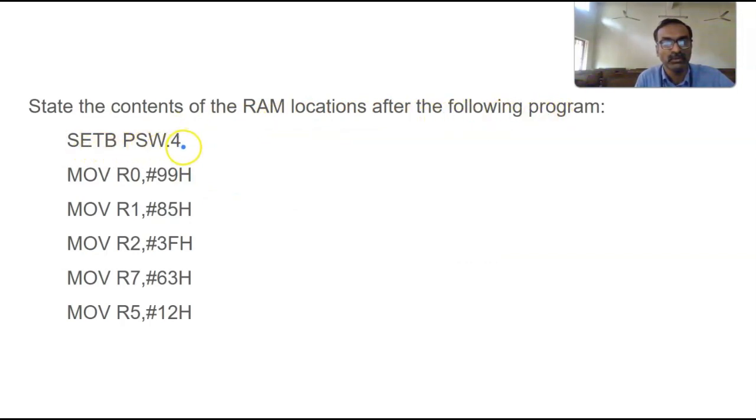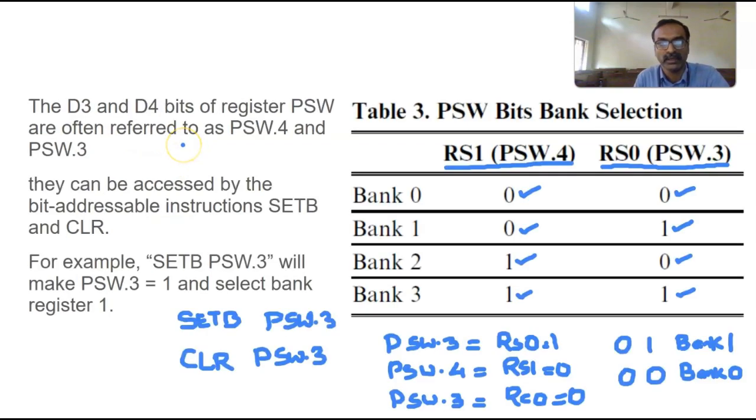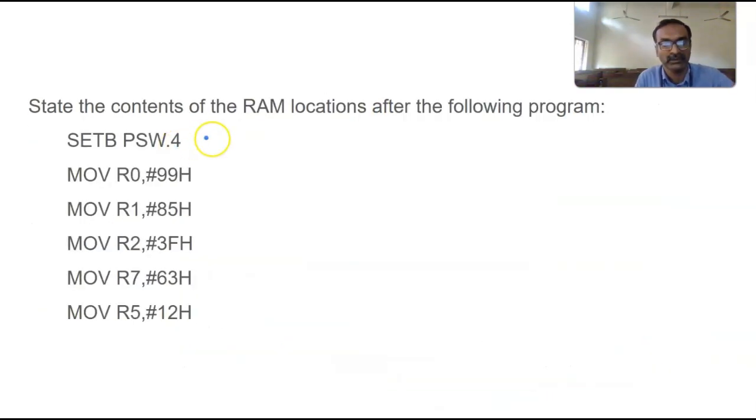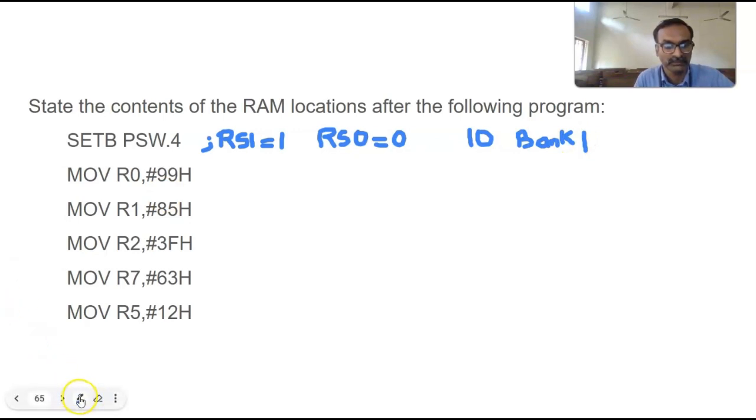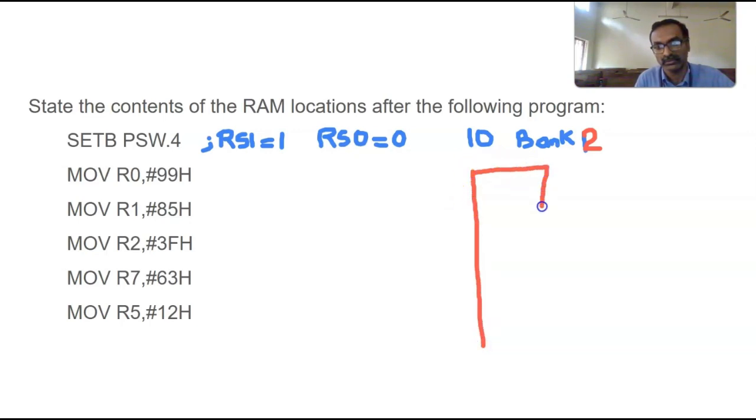SETB PSW.4. PSW.4 means RS1. What does it mean? RS1 is equal to 1. So what is the combination? RS1 equal to 1 and RS0 equal to 0. So 1, 0 means bank 2 will be selected. Bank 2 will be selected. So here we have to remember that we have to write the addresses of bank 2.